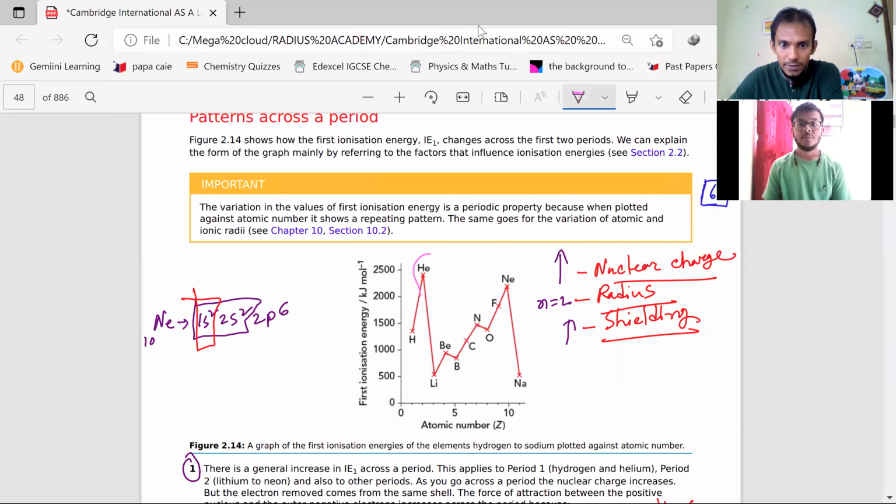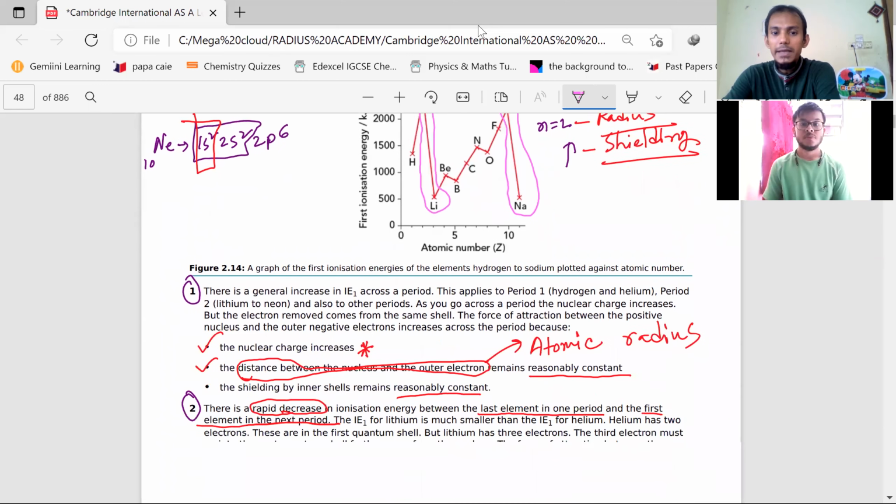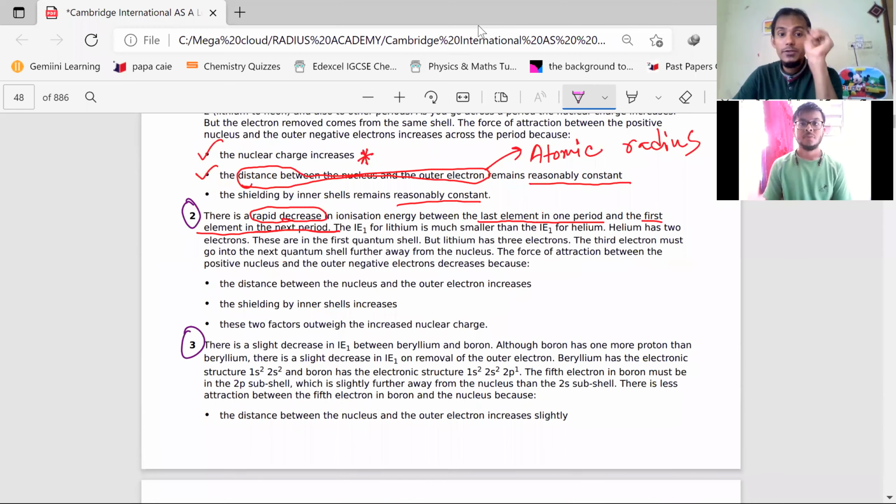There is a rapid decrease of first ionization energy between the last element of period 1 and the first element of period 2, and last element of period 2 and the first element of period 3. Do you understand? বুঝা যায়? Rapid drop, big drop, dramatic decrease, anything you can say. Why? Again, those 3 points will come. The distance between the nucleus and the outer electron increases, and this is the main cause.